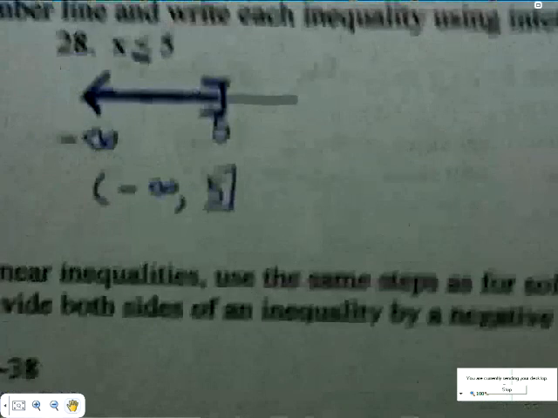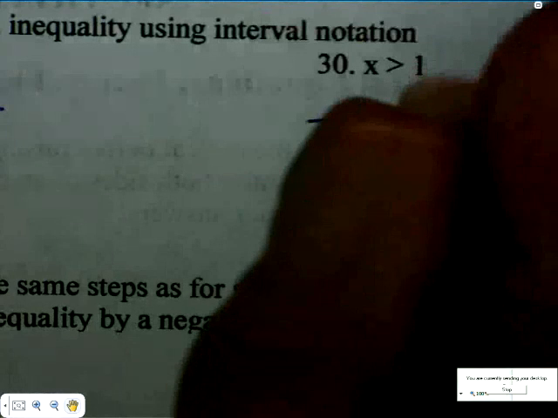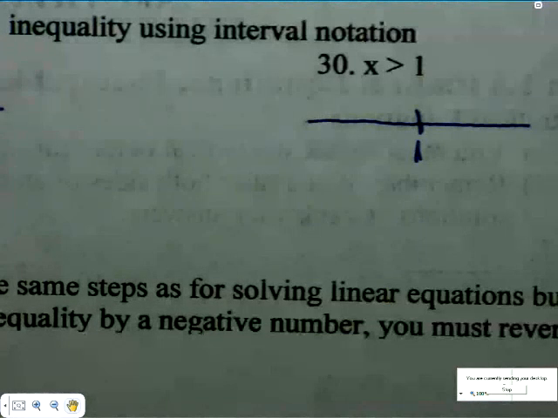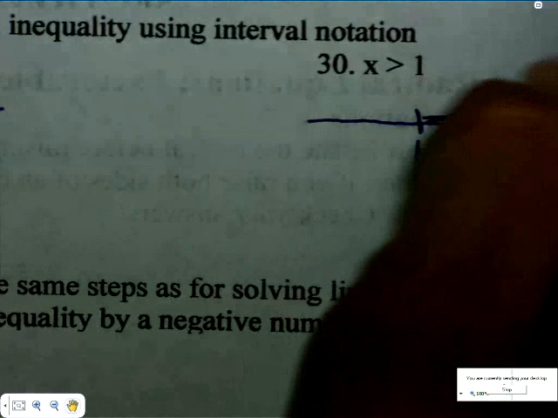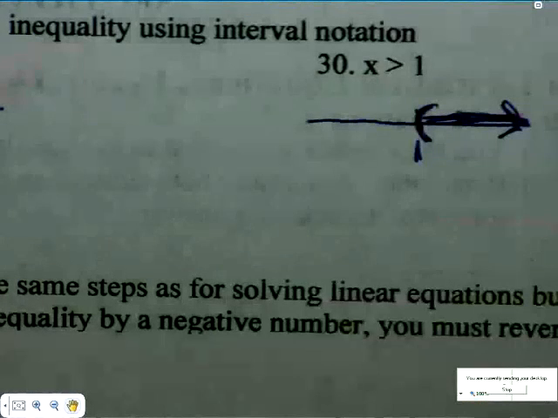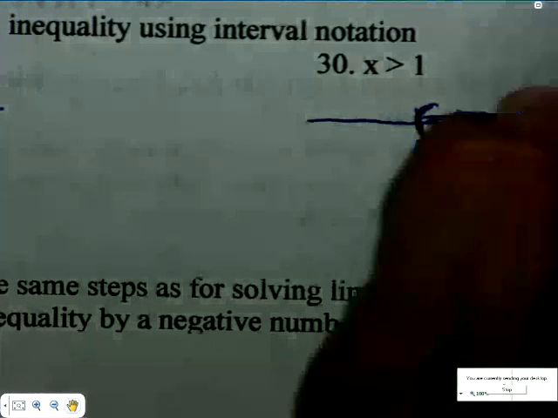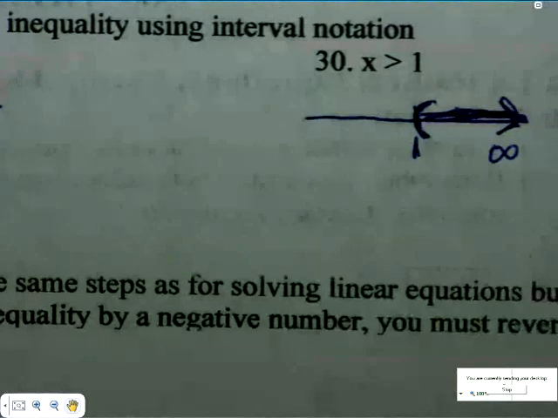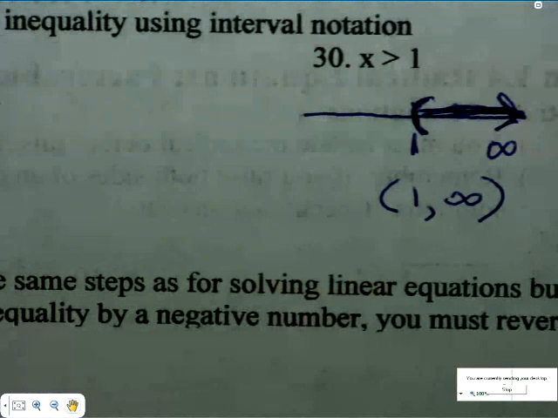All right, one more. X is greater than 1. Is that what yours says? Would start at 1 and shade forever in what direction? To the right. Including or not including the 1? Not, which you show with parentheses. And what symbol means forever to the right? Infinity. So that interval notation is just like the graph, 1 to infinity with parentheses on both of them.